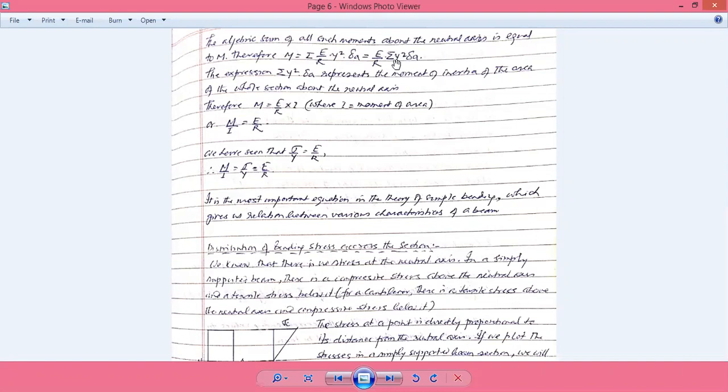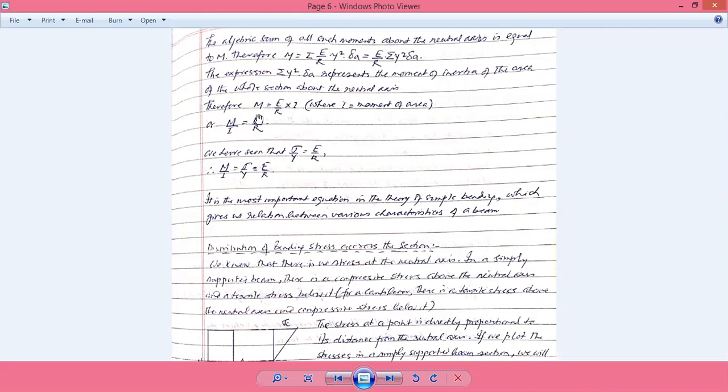Here we have sigma y square delta A, the moment of inertia of the area of the whole section about the central axis. Moment of inertia is the second moment of an area about an axis, equal to sigma y square delta A. Thus M is equal to E by R into I, where I is the moment of inertia, or M by I is equal to E by R.